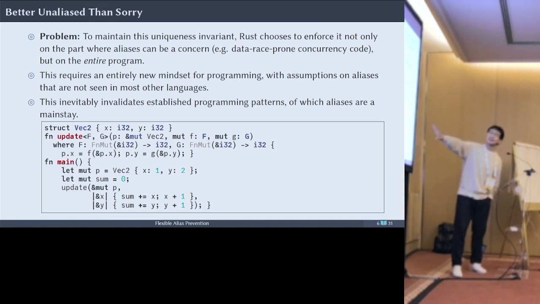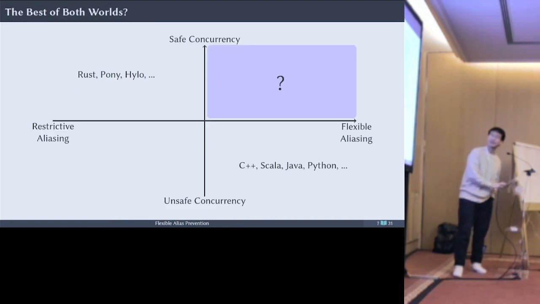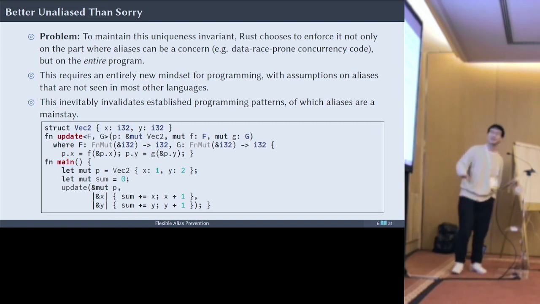For instance, this is another Rust example. We have a vector which takes two integers. It's a two-dimensional integer vector. And we have an update function which takes a mutable borrow of a vector and two functions to update these two fields. In the main function, what we try to do is increment these two dimensions by one, and at the same time compute the summation of their old two dimensions. This is a reasonable programming pattern, but of course, Rust won't allow it because in the two closures, each of them will mutably borrow the p, and that is disallowed, though they are executed sequentially and no data races can happen.